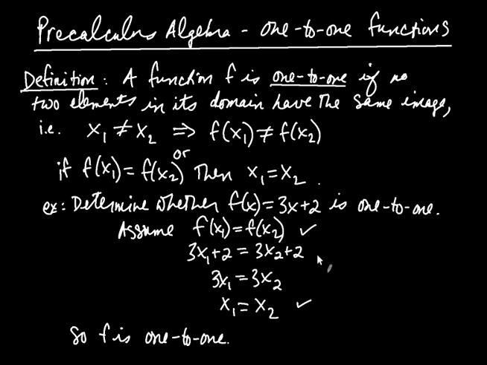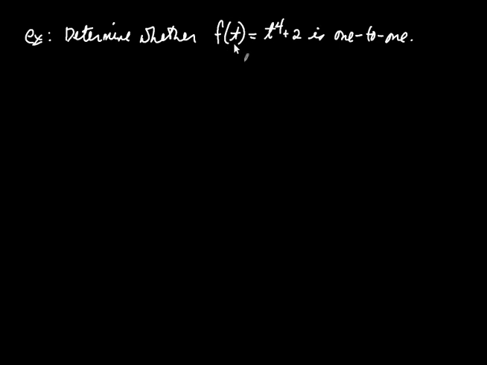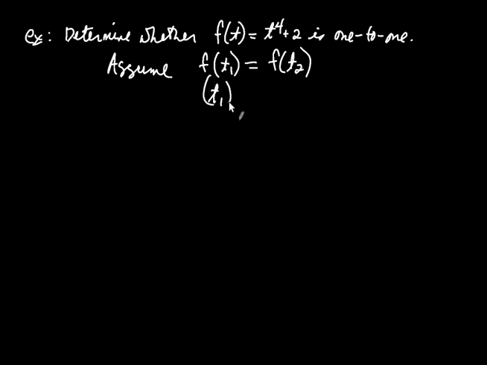Okay, let's see an example of a function that's not one-to-one. So let's determine whether the function f of t equals t to the fourth plus 2 is one-to-one. So once again, you assume that the outputs f of t1 is equal to f of t2, and you're going to see what that implies about t1 and t2. So if you plug in t1, you get t1 to the fourth plus 2 is equal to t2 to the fourth plus 2. That's what we get when we plug in f at t2. So what does that imply?